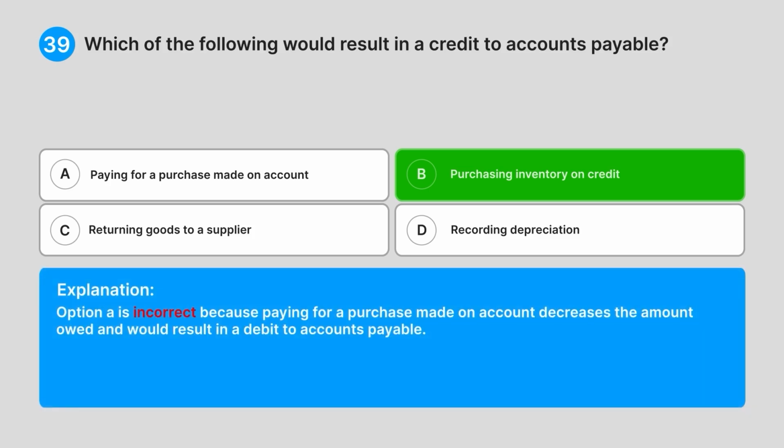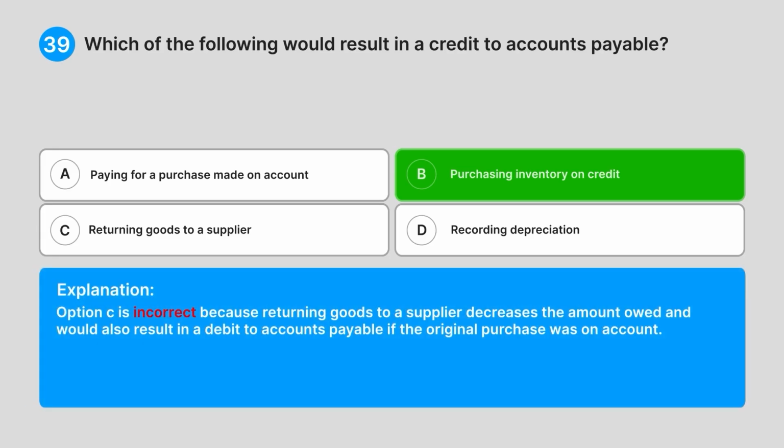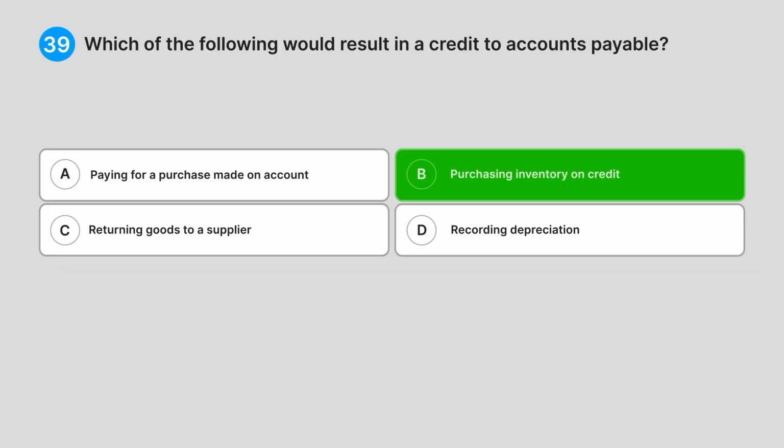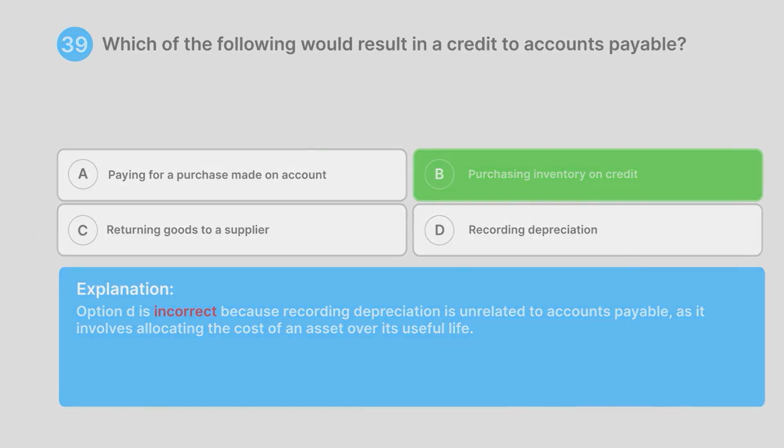Option A is incorrect because paying for a purchase made on account decreases the amount owed and would result in a debit to accounts payable. Option C is incorrect because returning goods to a supplier decreases the amount owed and would also result in a debit to accounts payable if the original purchase was on account. Option D is incorrect because recording depreciation is unrelated to accounts payable, as it involves allocating the cost of an asset over its useful life.